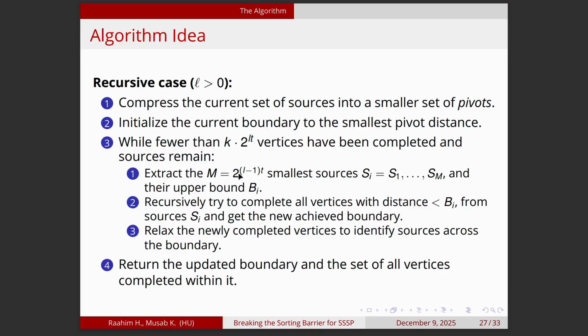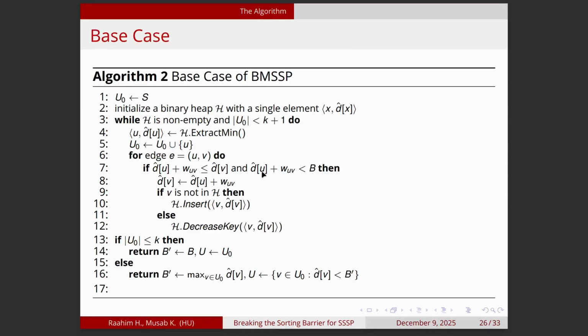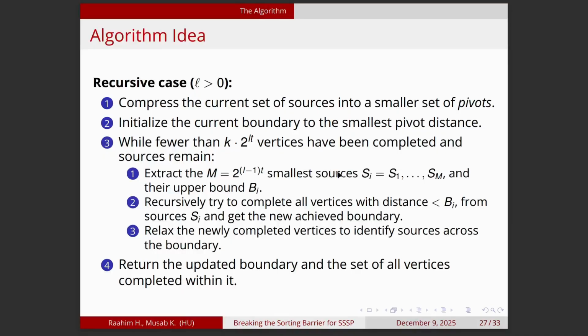And this is important because this means that on the level just above 0, so at level 1, I will extract only one source, which is why in the base case you always get a singleton. And so you extract 2 to the (L minus 1) t sources, and you get the set Si equal to these m sources and the upper bound which separates it from the remaining values in the data structure. And then you try to compute all distances and complete all vertices with distance less than its boundary value, or you just try to get the new achieved boundary that you could using these sources and this boundary.